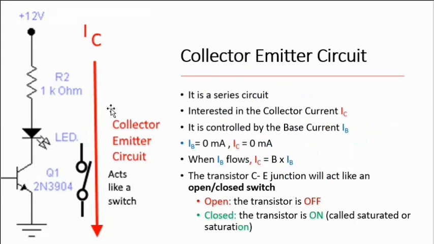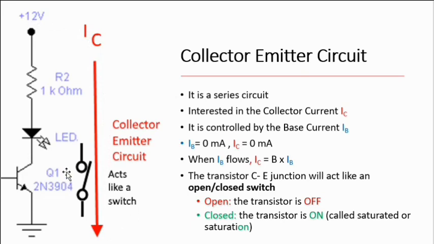Collector emitter circuit, it is a series circuit also. It starts with our supply. Supply is normally called VCC in the transistor world, or VS for supply. We'll call it VS. We have 12 volts here, and we have our collector current flowing down this way.